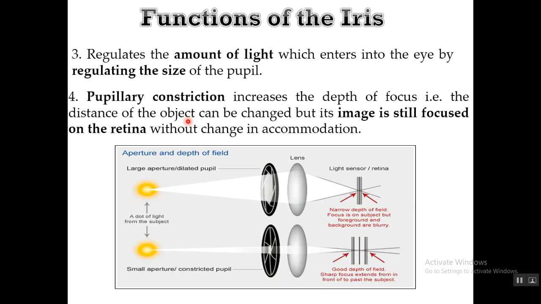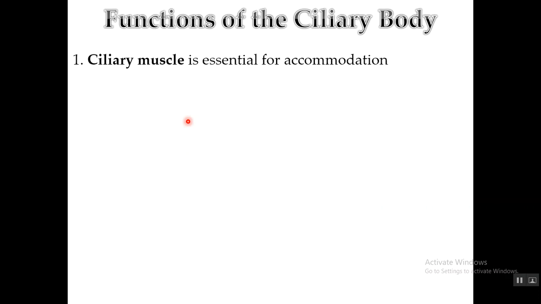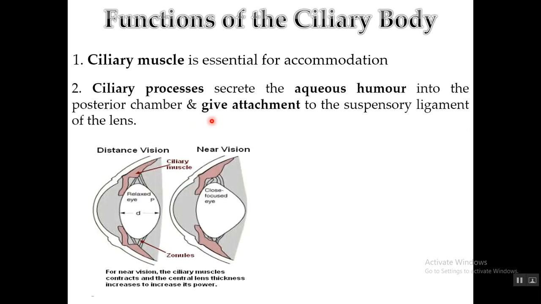And finally, the constriction of the pupil increases the depth of focus. The second part of the middle layer is the ciliary muscle. Ciliary muscle is important for accommodation. I will discuss this later on.